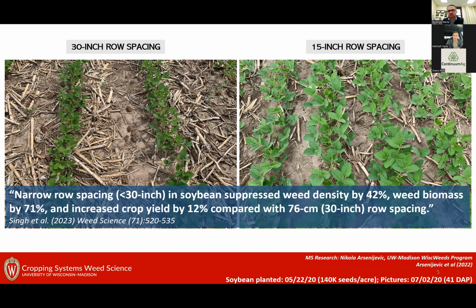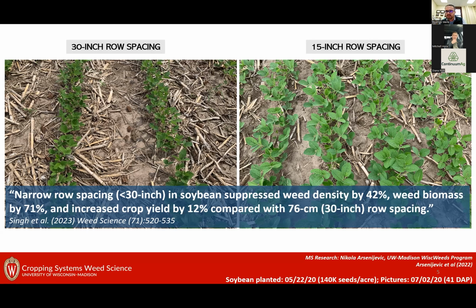The problem with 30-inch soybeans is that they never canopy. Okay, so these beans were planted late May. I'm taking these pictures here early July. The picture on the left is the 30-inch scenario. The picture on the right is the 15-inch scenario. Okay, this 30-inch scenario, we walked there 4 weeks later, it was still not canopied. The scenario on the right, 10 days later, it was fully canopied.